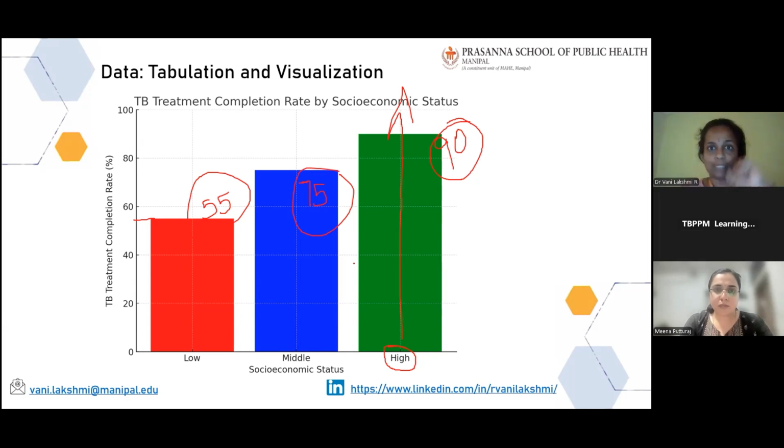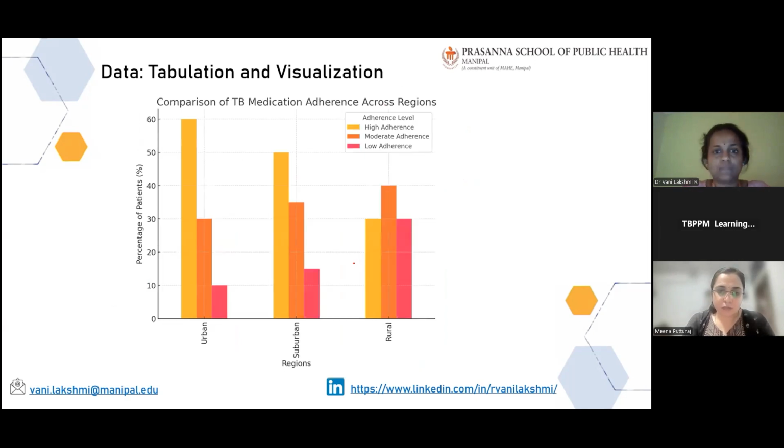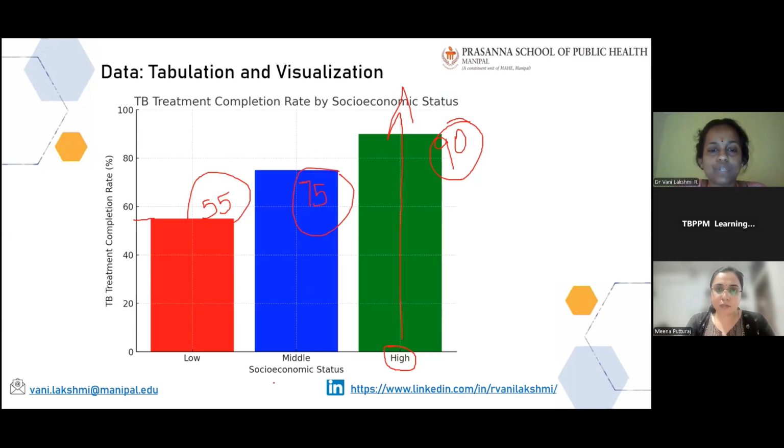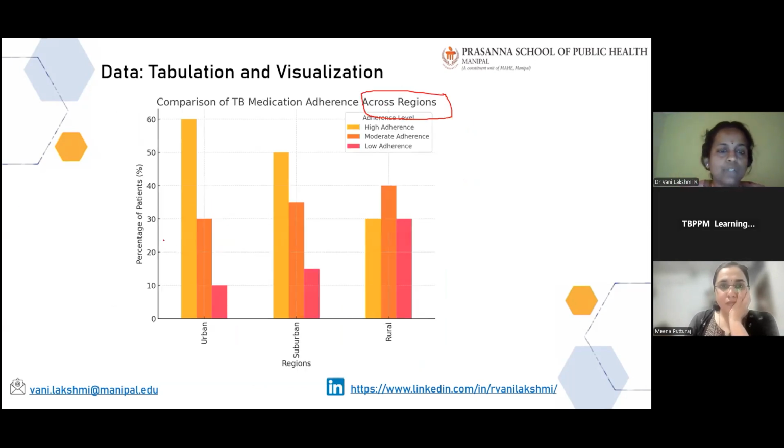So now we know that socioeconomic status has a role to play. Now, moving on, comparison of TB medication across regions. The previous one was socioeconomic status. Now this was a simple vertical bar chart. Now here you are seeing three bars.